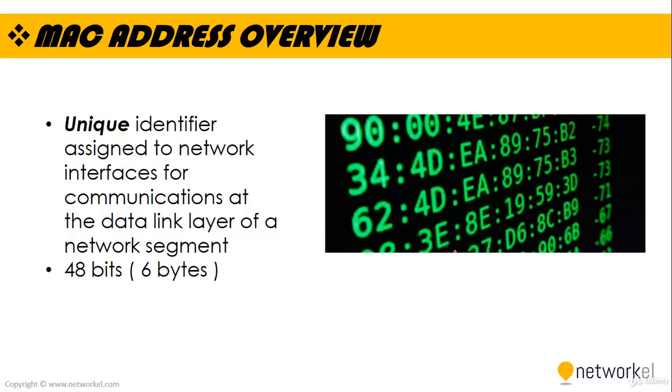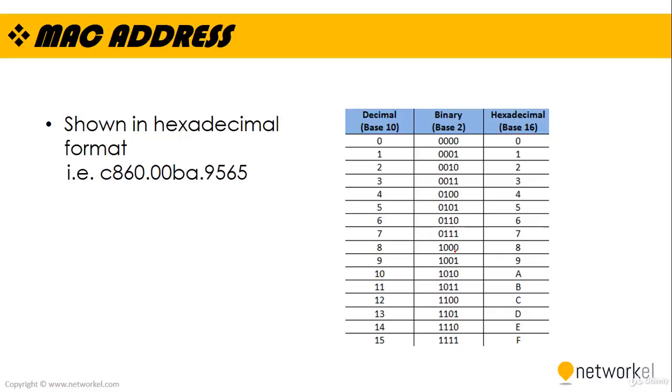Let's take a look at the MAC address now. A media access control (MAC) address of a device is a 48-bit unique identifier assigned to network interfaces for communications at the data link layer of a network segment. MAC addresses are used as a network address for most network technologies, including Ethernet and Wi-Fi. MAC addresses are shown in hexadecimal format, guys.